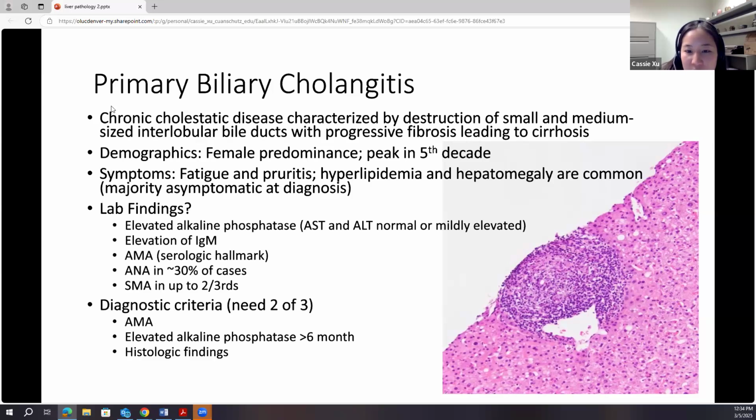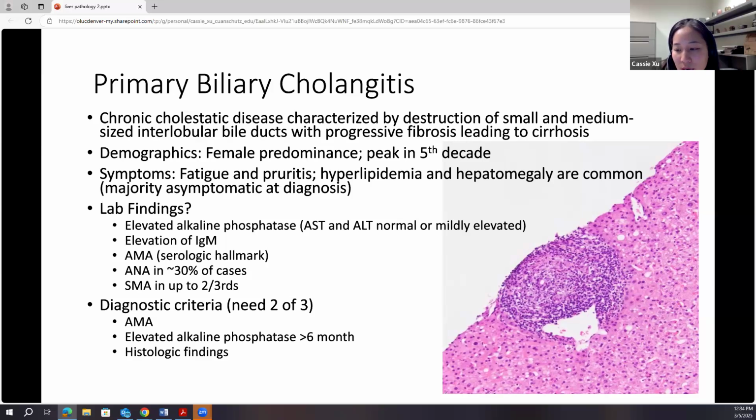Some are asymptomatic. Lab findings, as you know: elevated alk phos, AST and ALT normal or mildly elevated, elevation of IgM, positive AMA. Some people have ANA, and then SMA in up to 2/3 of patients. As you know, only two of these 3 diagnostic criteria are needed: AMA, elevated alk phos for greater than 6 months, and histologic findings on biopsies.